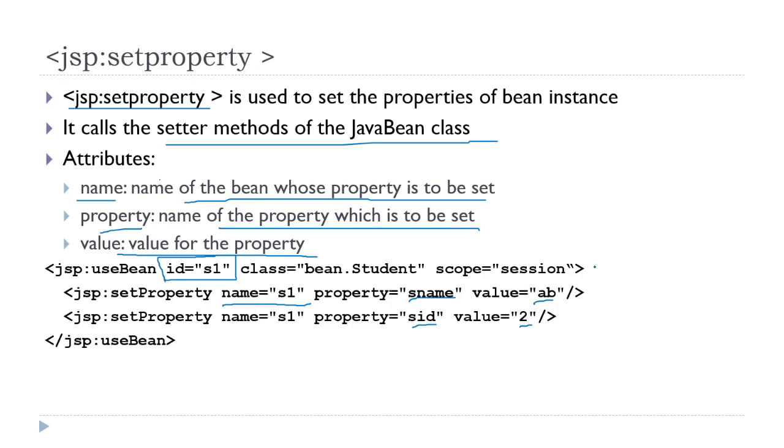When we call this useBean tag for the first time, the no argument constructor will be called to create the object, and then the setter methods will be called when we call the setProperty tag.